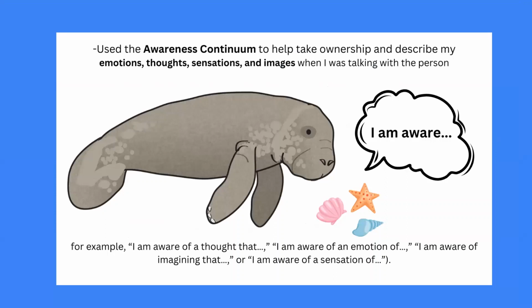Using the awareness continuum helps take ownership in describing your emotions, thoughts, sensations, and images when talking with a person. Here are some examples. I'm aware of a thought that ABC. I'm aware of an emotion of XYZ. I'm aware of imagining that... I'm aware of the sensation of blank.